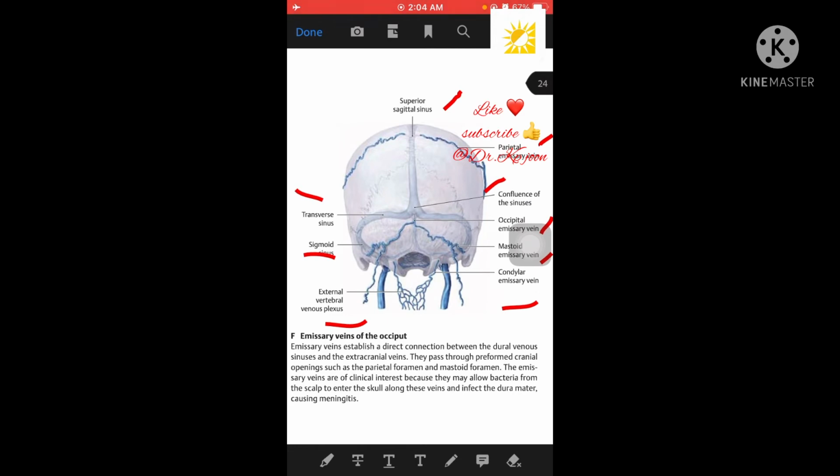Emissary veins establish a direct connection between the dural venous sinus and the extracranial vein. They pass through preformed cranial openings such as the parietal foramen and mastoid foramen. The emissary veins are of clinical interest because they may allow bacteria from the scalp to enter the skull along this vein and infect the dura mater, causing meningitis.